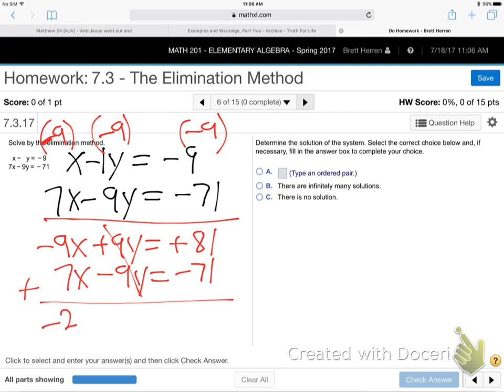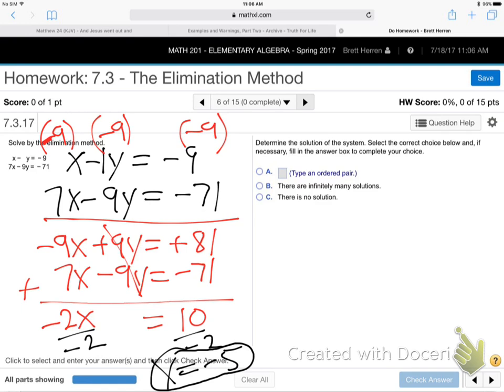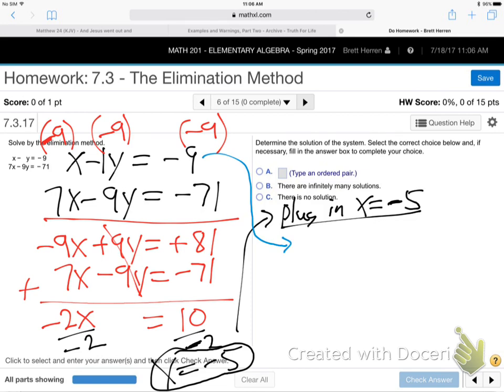All right, we get minus 2x equals positive 10. The y's eliminate. Finish solving there for x. Divide by minus 2. X is minus 5. Good, so there's our x answer. And now bring it up here and plug in x is minus 5. Where do we plug that in? You grab the first equation. Bring that down: x minus y is minus 9.